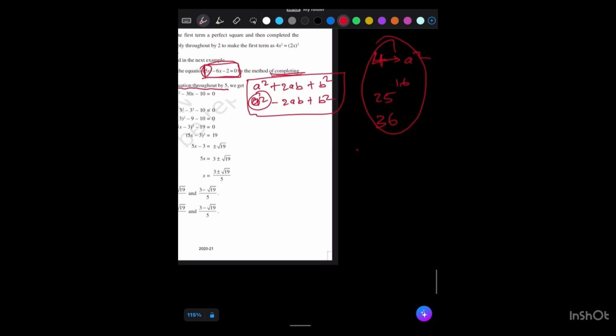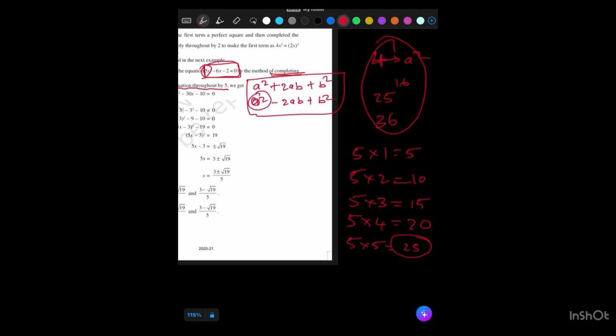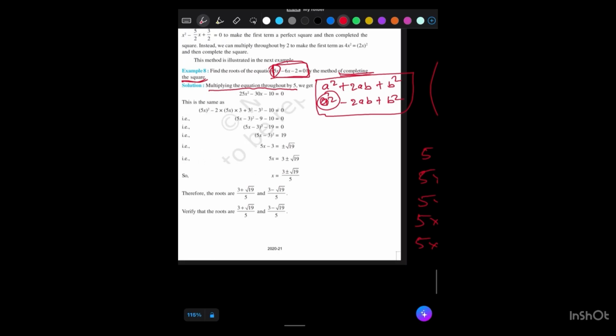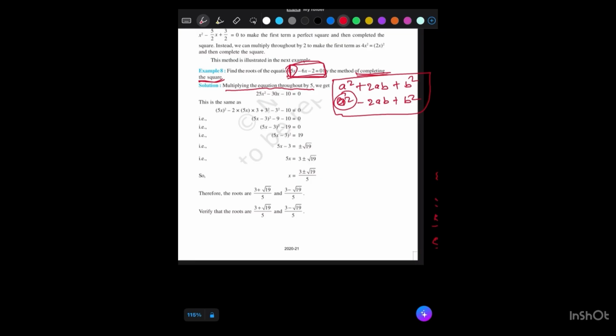If we multiply 5 with 1, we get 5 only, which is not useful for us. 5 into 2 is not a square. 5 into 3, 15, is not a square, right? 5 into 4, 20, is not a square. 5 into 5, 25, is a square, and that is why we are multiplying with 5. When we multiply the equation with 5, the 5x squared becomes 25x squared, 6x becomes 30x, and 2 becomes 10. How? By multiplying with 5.